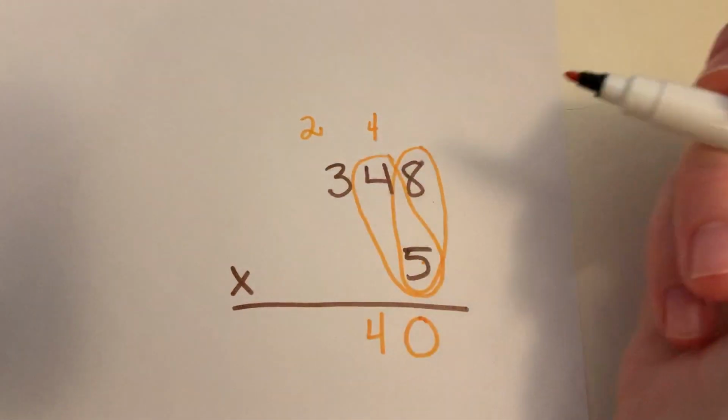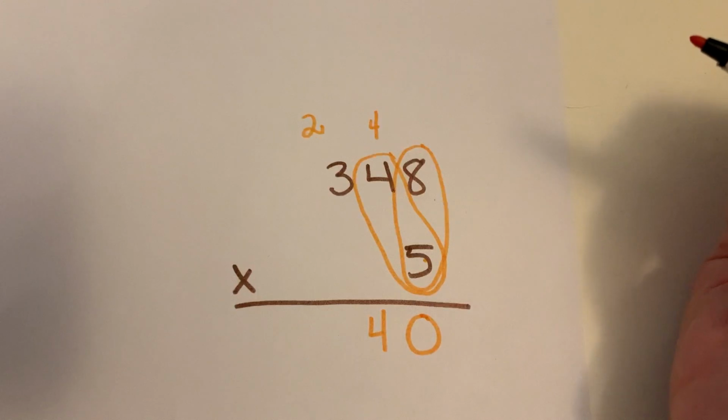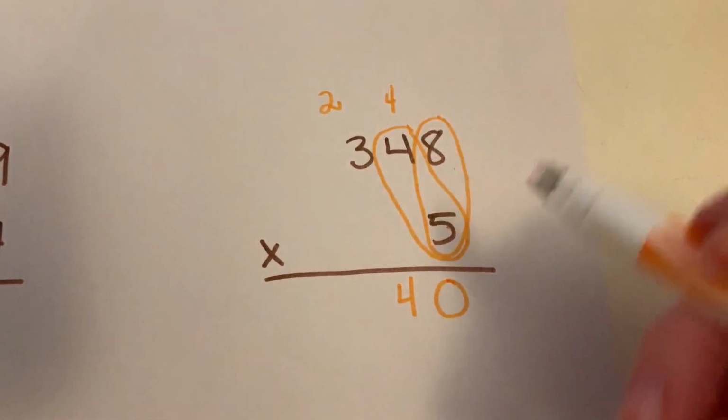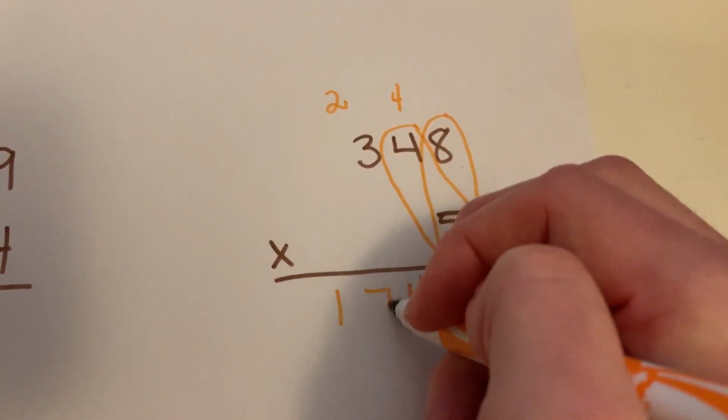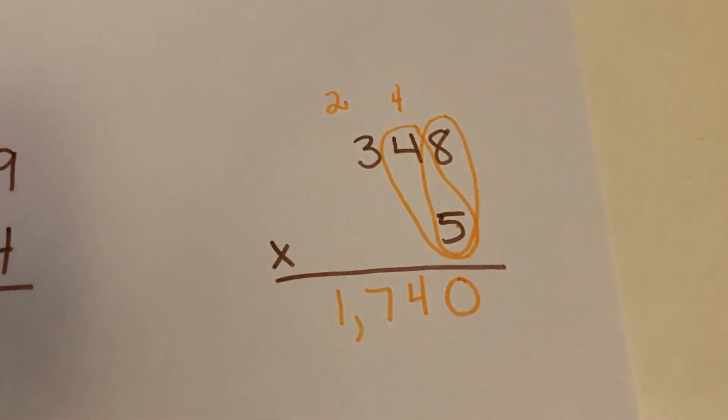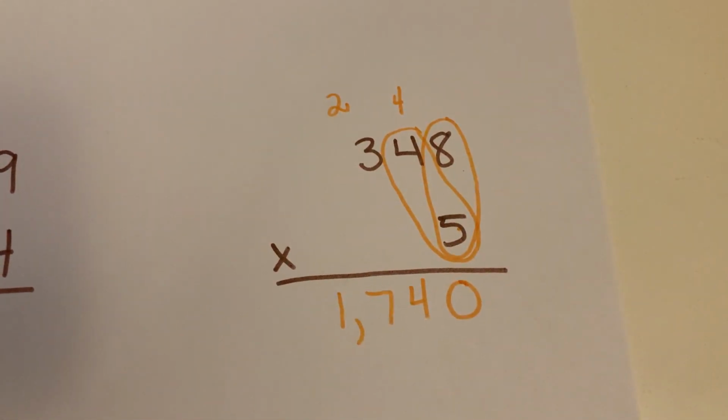Then I have 3 times 5, which gives me 15. Then I'm going to have 2 more, which gives me 17. And then I end up with 1,740.